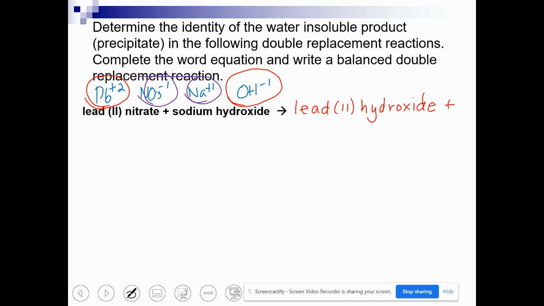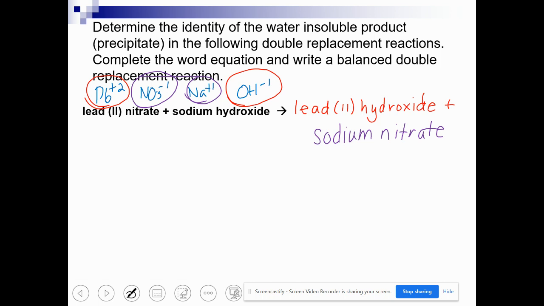I meant to circle that whole NaNO3. I missed just a little bit, so let me redo that. So you got to use the whole thing. So you always in the name put the positive ion first. So I'm going to list the sodium first, and then I'm going to list the nitrate.